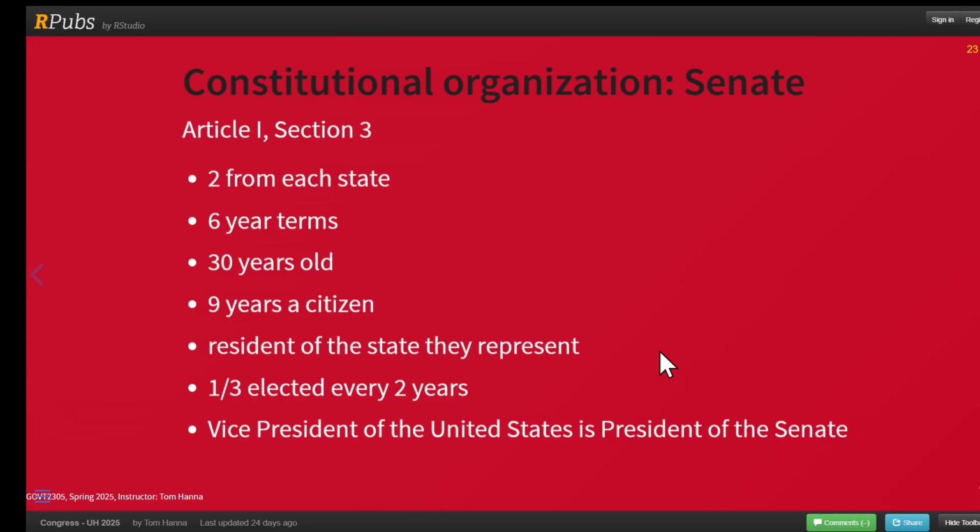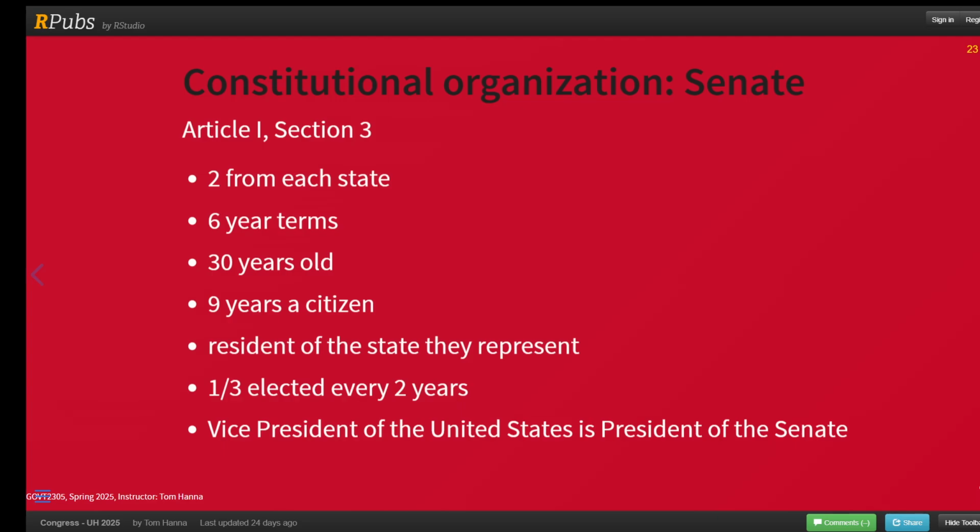Article 1, Section 3 gives the organization of the Senate. The Senate, there are 2 from each state, so they have much bigger districts. There are about 730,000 people in a congressional district. The senators from the state of Texas represent like 28 million people. Much bigger districts in most cases. Now, there are some states that have one congressperson and two senators because the state population is that small.